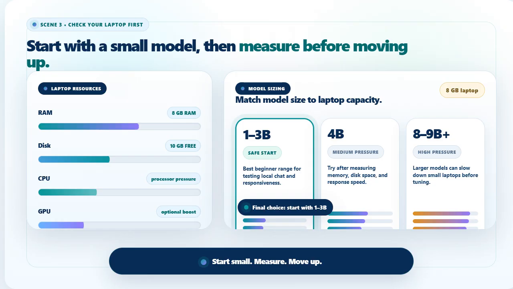Models around 8B or 9B are better suited to machines with more headroom, commonly 16GB of system memory or a capable GPU. Model files can consume several gigabytes, so keep at least 10GB free for this tutorial and future experiments. Close memory-heavy applications if the laptop starts swapping or answering very slowly. The useful rule is simple: start small, measure the experience, and move up one model size at a time.